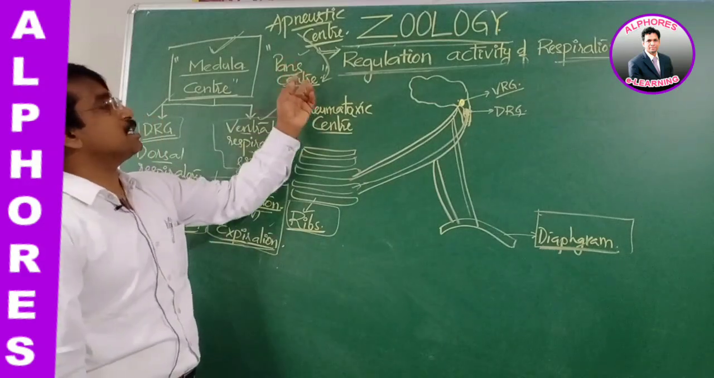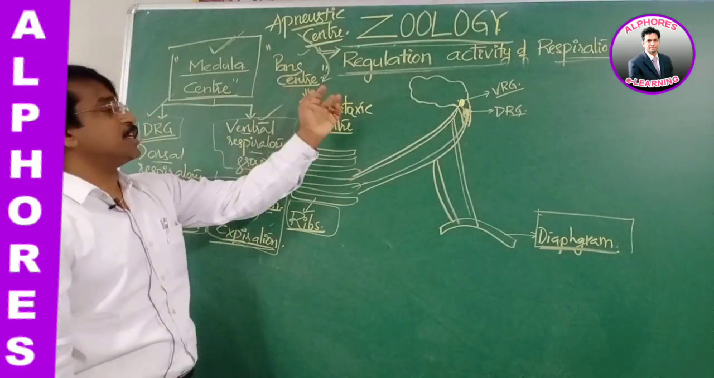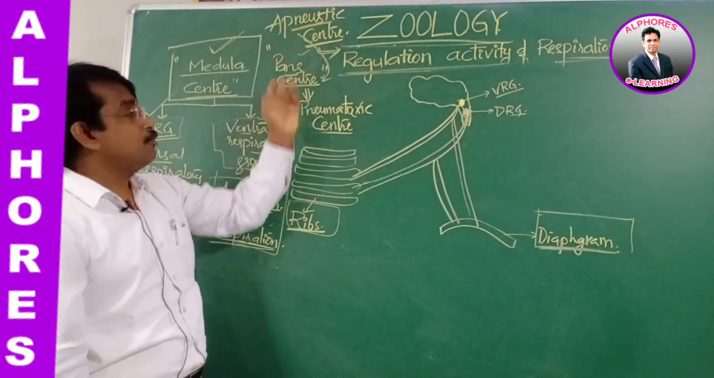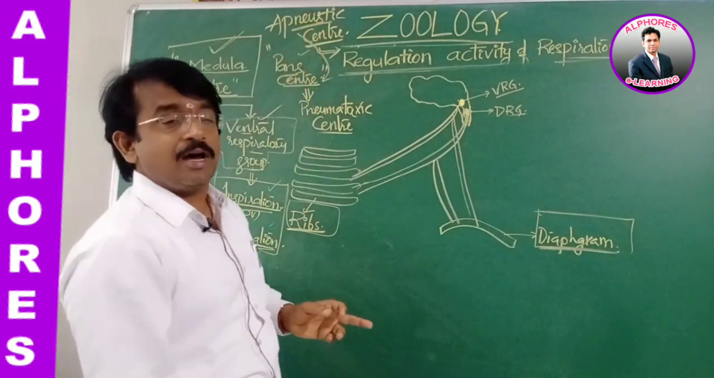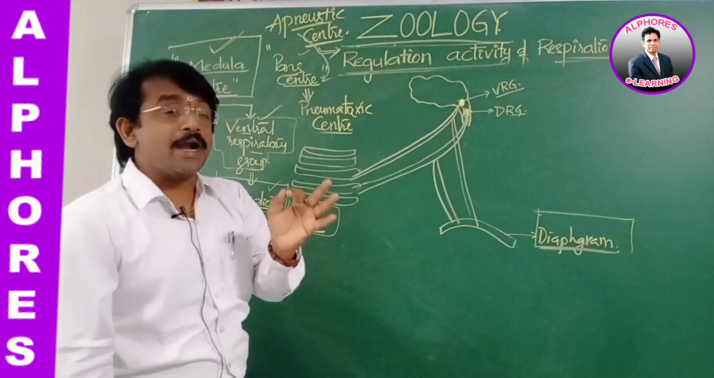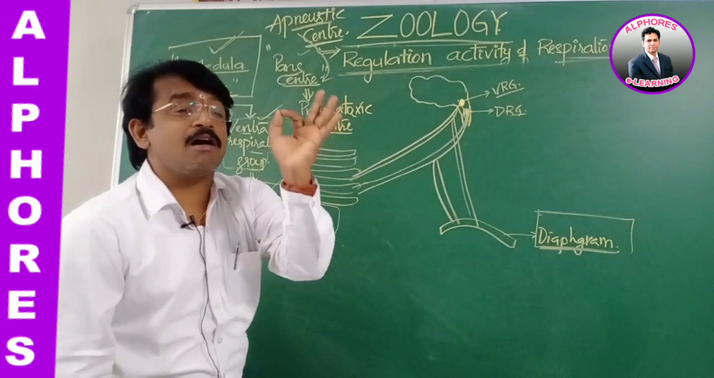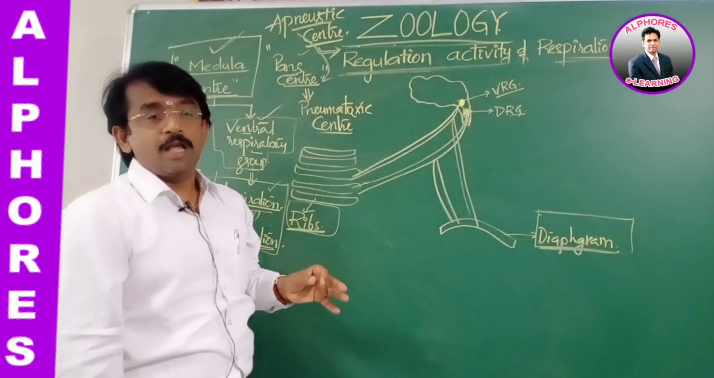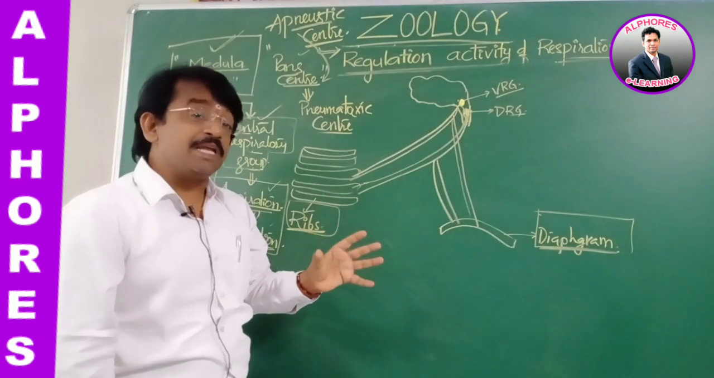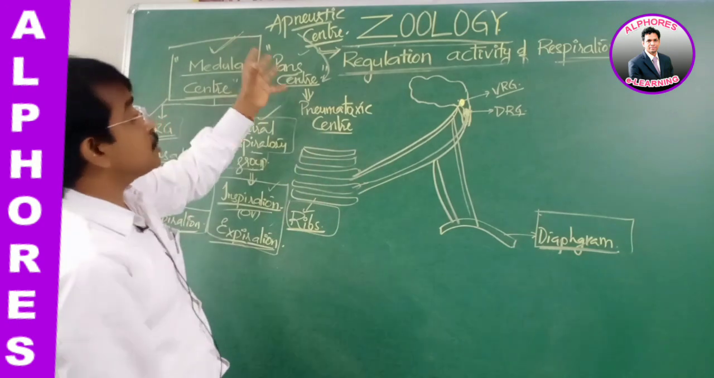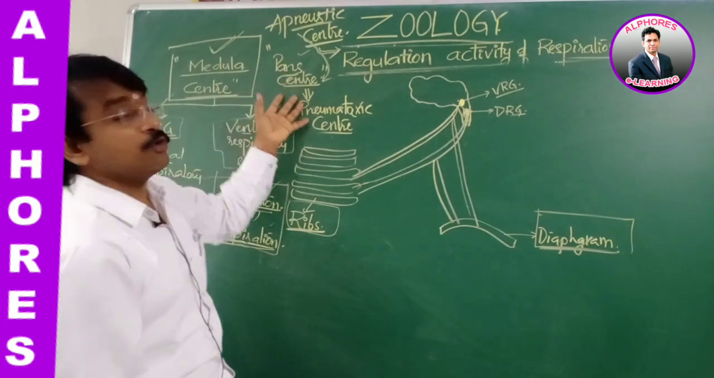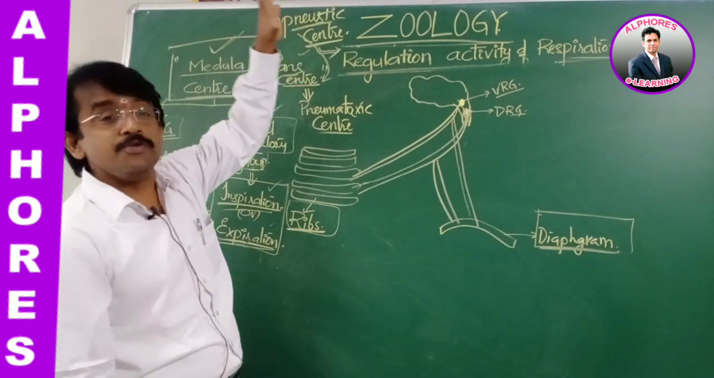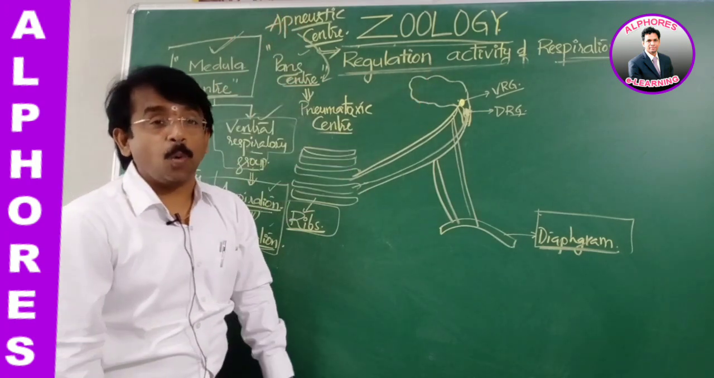The second one is the pons center. The pons center has the pneumotaxic center and the apneustic center. The pneumotaxic center reduces the duration of inspiration, and the rate and depth of breathing are also controlled by the pneumotaxic center. That's the neural regulation control.